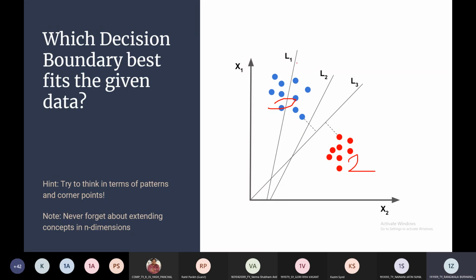Now out of these three lines L1, L2 and L3, what do you think is the best decision boundary? What line splits the two classes the best? Does anybody want to answer? L3, yes, that's correct. The reason is that one of the main training objectives of SVMs is to keep the two classes equidistant from the street that will form, while also maximizing the width of the street.